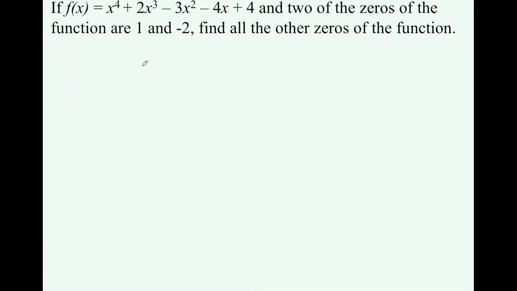So there's our polynomial. Here are a couple of zeros. See if you can find all the other zeros of the function. Write the factored form and the simplified form. Hit pause, come back and join us.